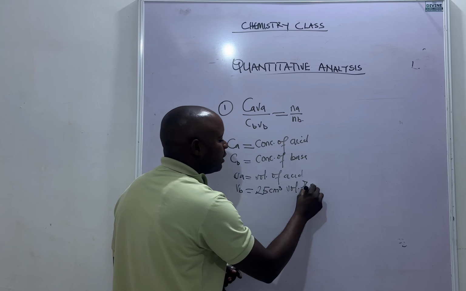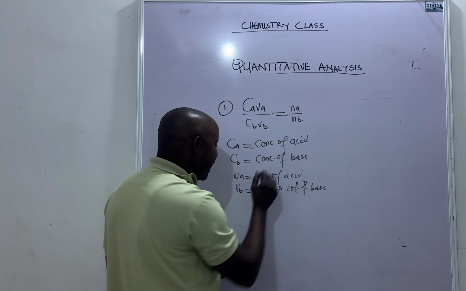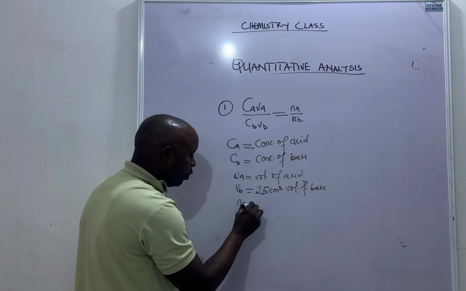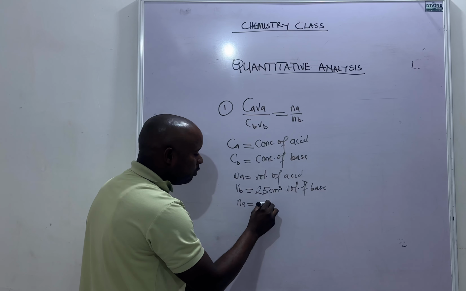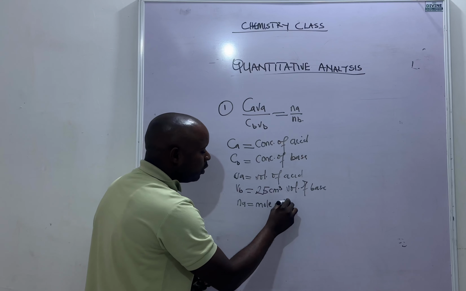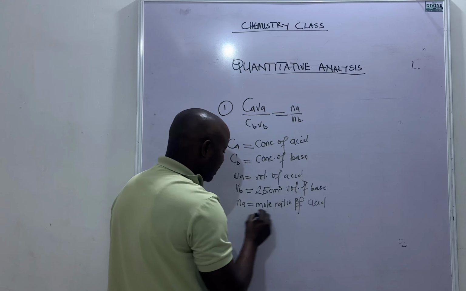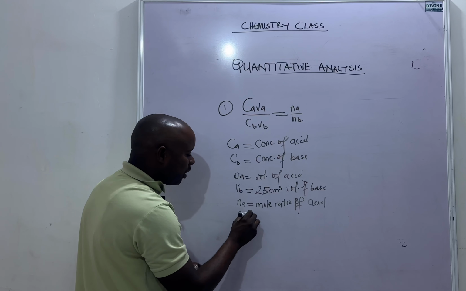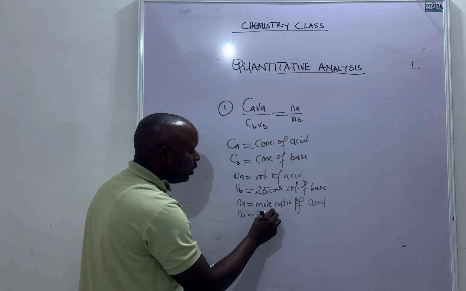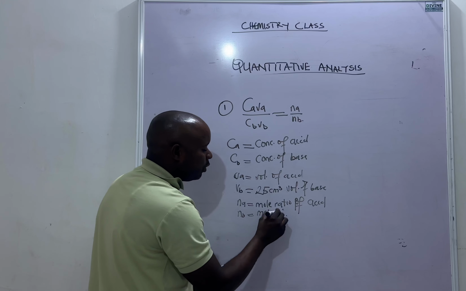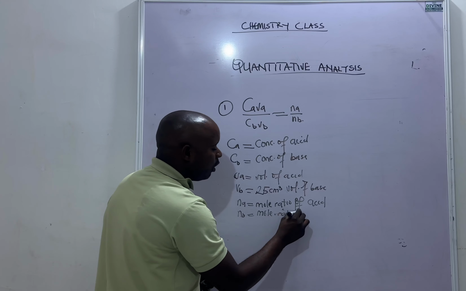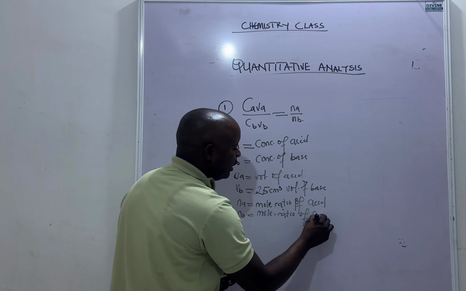So NA means mole ratio of A, which is the acid. And NB, we talk about mole ratio of the base.